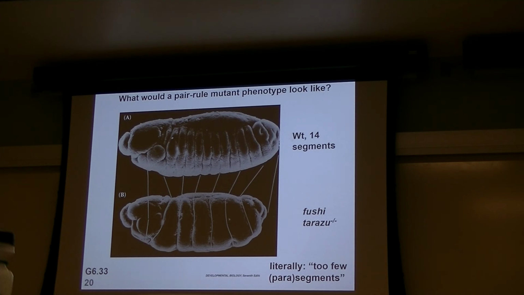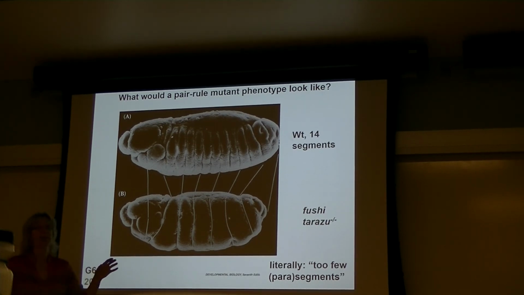Okay, so what if we had a pair-rule mutant? What might that look like? And again, we're going to get a larva that is smaller on the anterior-posterior axis, but this patterning within this smaller larva is quite different than what we would see for a gap gene. So what has happened here is that the regions where Fushi-Tarazu is expressed in every other parasegment are now just missing. It's as if they were never created.